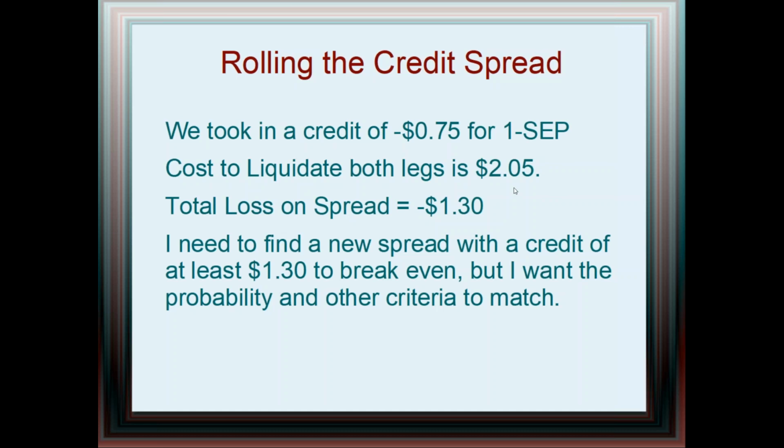So I need to find a new bull put spread, if I think this is just a market hiccup and my stock is still strong, with a credit of at least $1.30 to break even. But you know what? I'm still opening a bull put credit spread. It still has to match my trading plan. So I need a bull put spread that offers at least $1.30 net credit to break even, but I still want a 75% probability. I still want perhaps a 2 or 3% range out of the money, or a delta below 0.25.